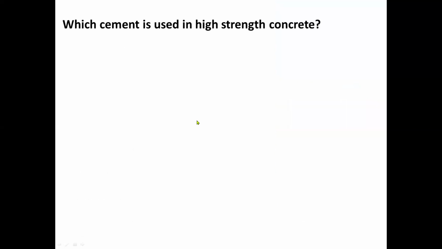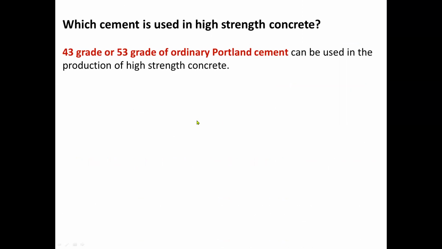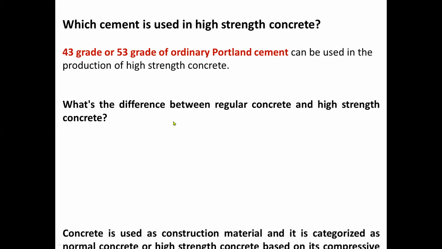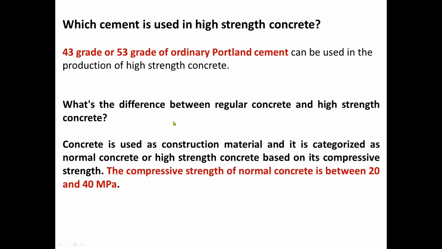Which cement is used in high-strength concrete? Ano nga bang semento ang ginagamit natin dito? Kailangan ang grade ng semento ng ating Portland cement is 43 grade or 53 grade that can be used in the production of high-strength concrete. What's the difference between regular concrete and high-strength concrete?